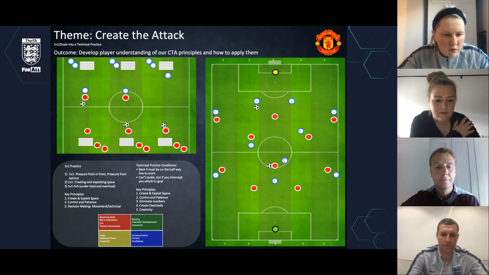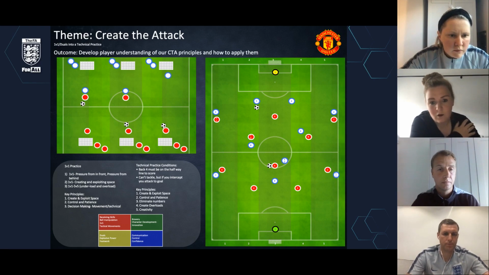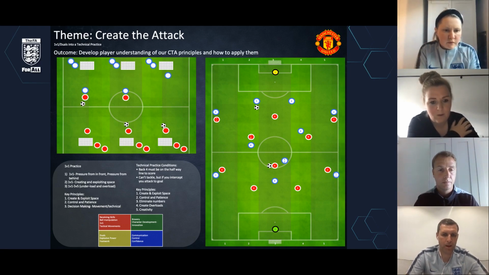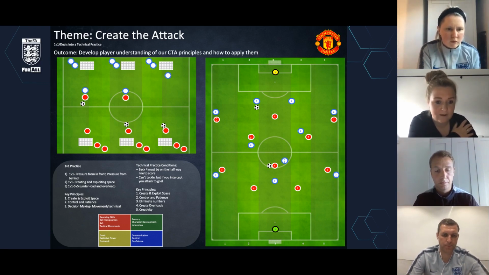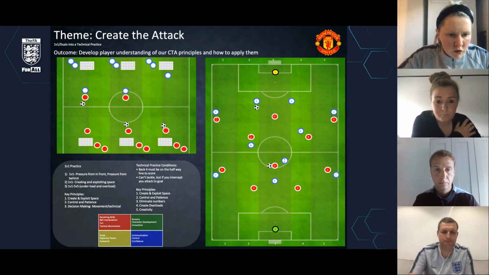So I spoke here again around creating, exploiting space, the control and patience now. So, you can't tackle, but if somebody's blocking your pass, just keep the ball, identify that's an area where you can't play forward.